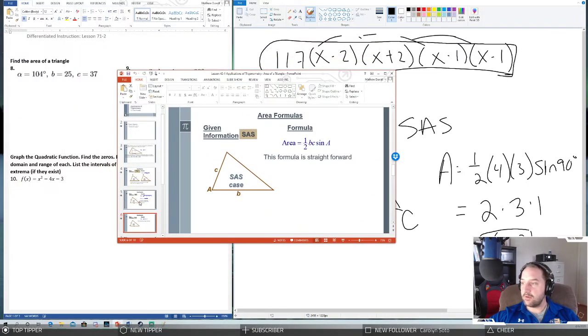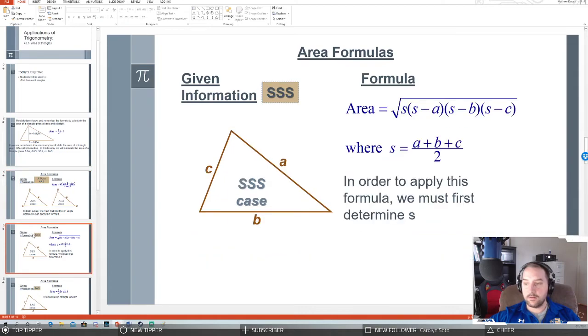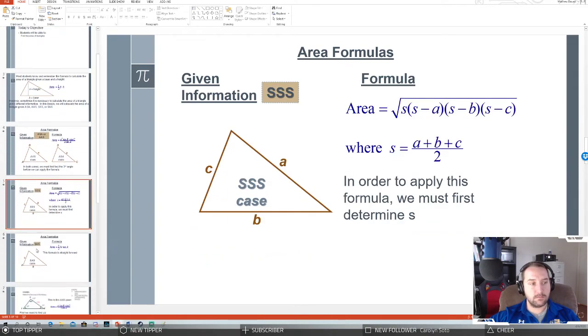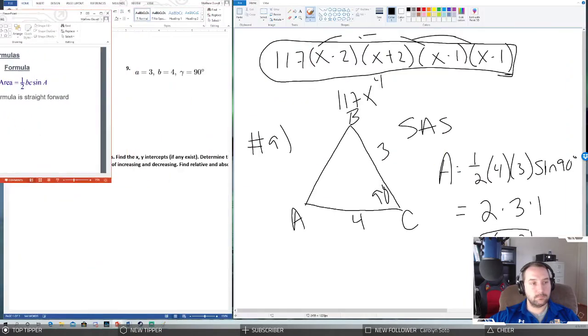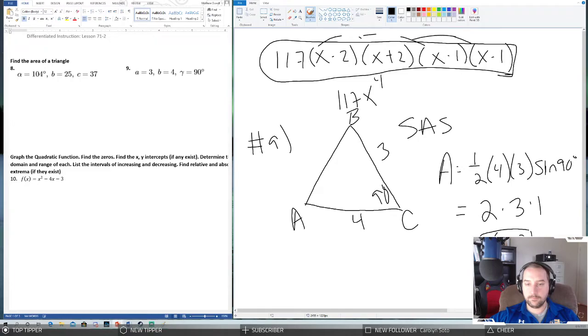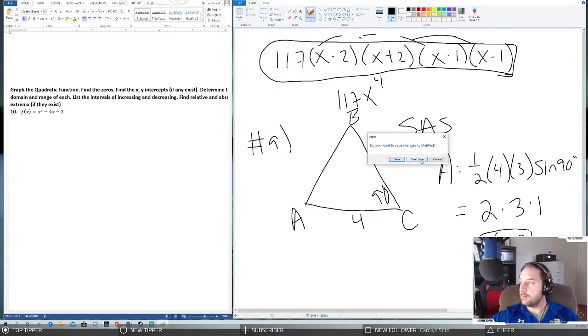So just remember there were those 3 formulas. And I'll make this larger so you can look at it. This was angle, side, angle, or angle, angle, side. This is when it was side, side, side. And this is when it was side, angle, side. Comments, questions on that? Okay.